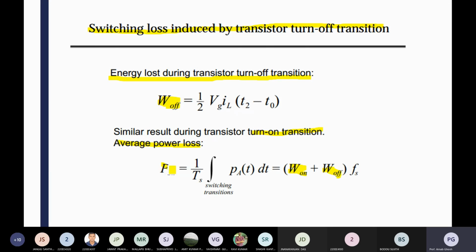So PSW, the power of the switching converter, equals 1 by Ts times the integral over the switching transitions of PAT dt. Finally, if you integrate both of them, you will get W1 plus W1 whole into Fs. So you can say it's an expression, not the total calculation. After that you can equate them. If you know the value of W off, then definitely you are able to get W1.